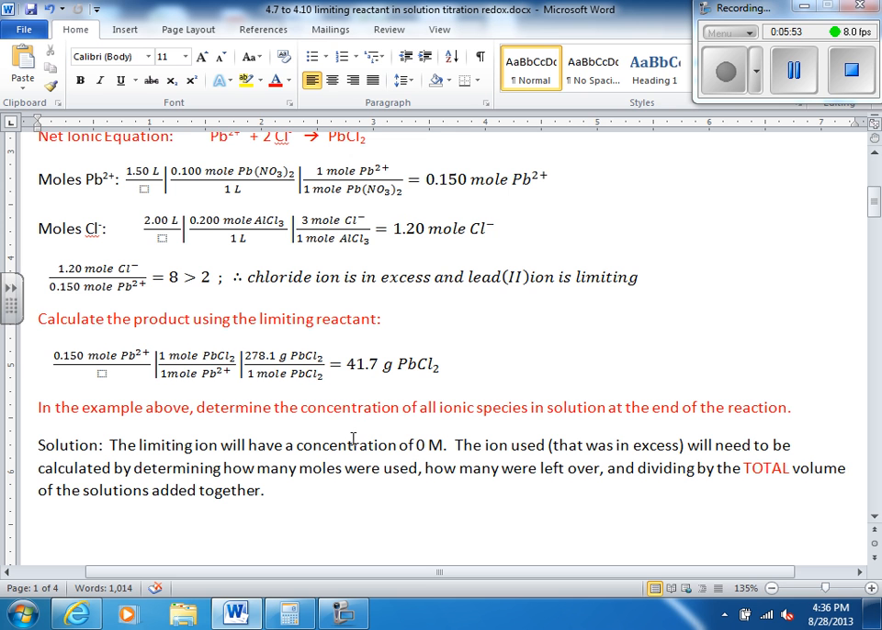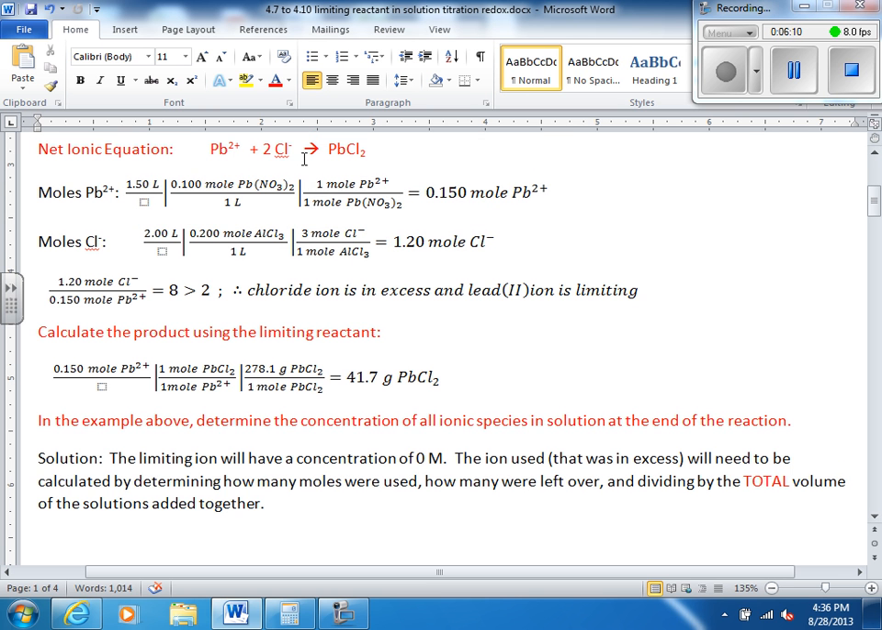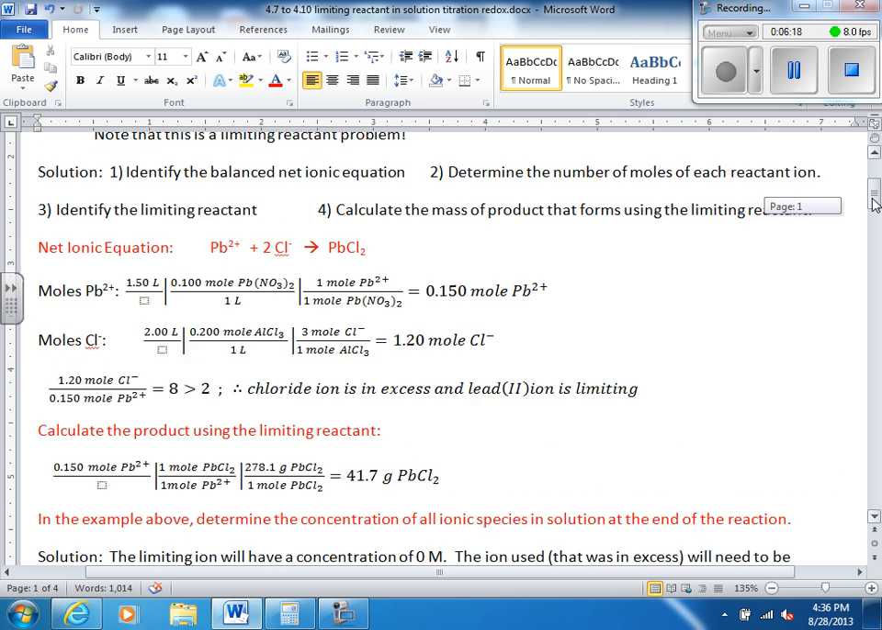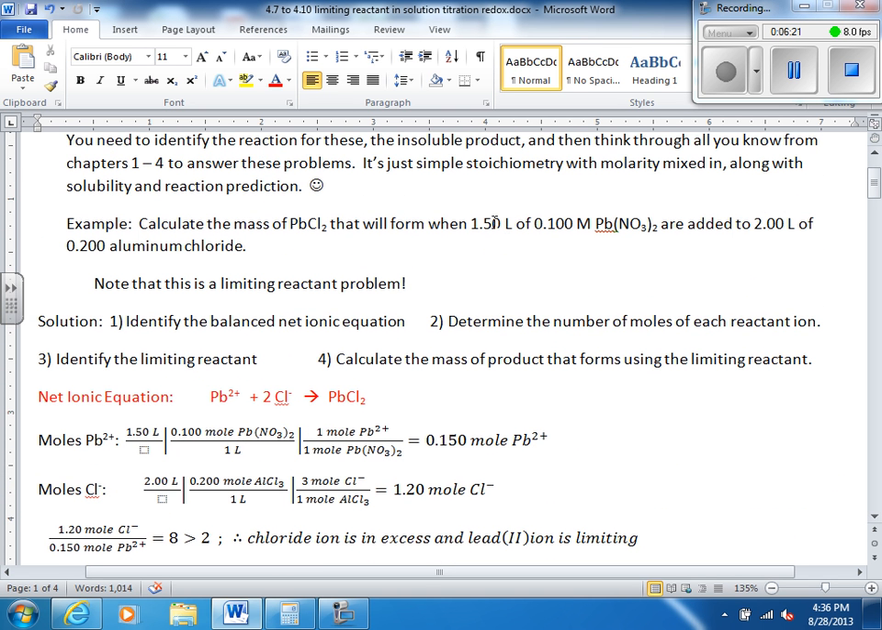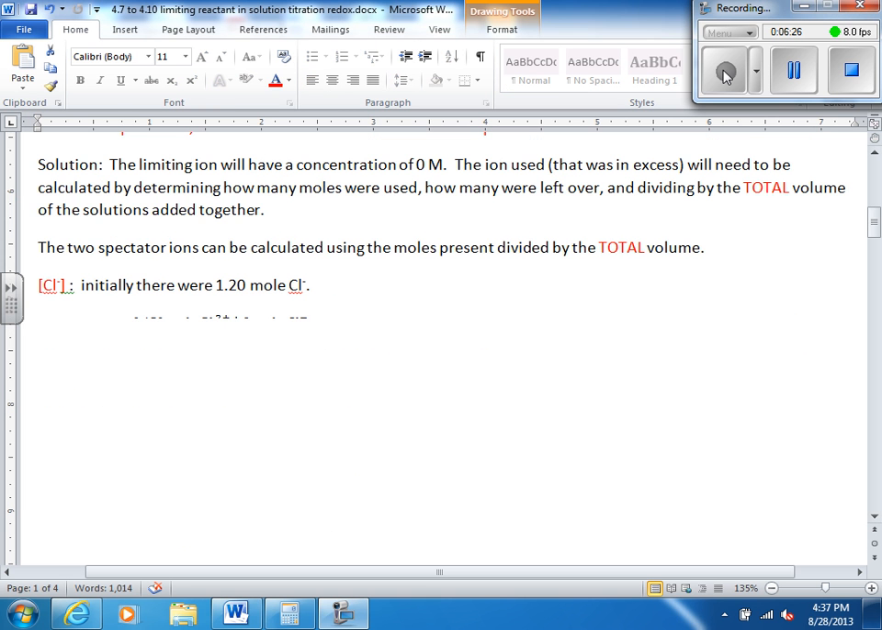The ion that was used in excess is going to need to be calculated. We have to figure out how much we should start with, how much did we use. The difference is what's left over. We know this is how much we started with. We can get how much we used by converting the moles of lead 2 to moles of chloride using the stoichiometric reaction coefficients. And then once we get the moles left over, we divide by the total volume of the 2 solutions added together to get molarity. Remember, we added 1.5 liters and 2 liters. We have 3.5 liters total mixed together. Okay, and I already mentioned this, I believe. Maybe I didn't, but here you go.